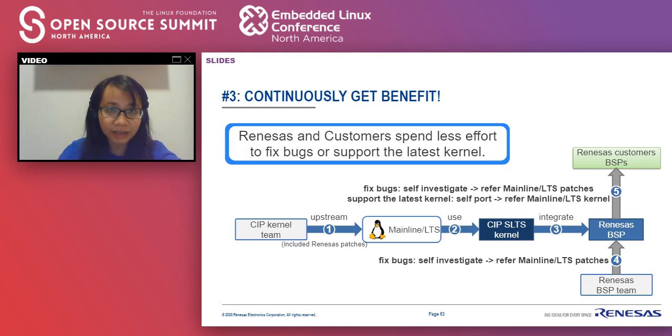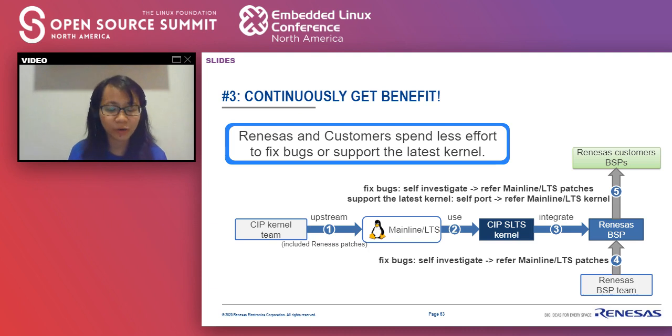And next is number three. We continuously get the benefit. The development load is still the same, but now we focus on bug fixing. In the past, we may have had to self-investigate, self-solve, or consider the impact on other components. But now we can directly refer to the mainline or the LTS patches. If we find any similar issues with solutions, we can easily consider and quickly apply them to our BSP. And not just our Renesas BSP, the customers of Renesas also have similar benefits. If they want to support the latest kernel, they can directly refer to the mainline and the LTS kernel instead of self-porting. So the experience here is that Renesas and our customers spend less effort to fix bugs or to support the latest kernel.